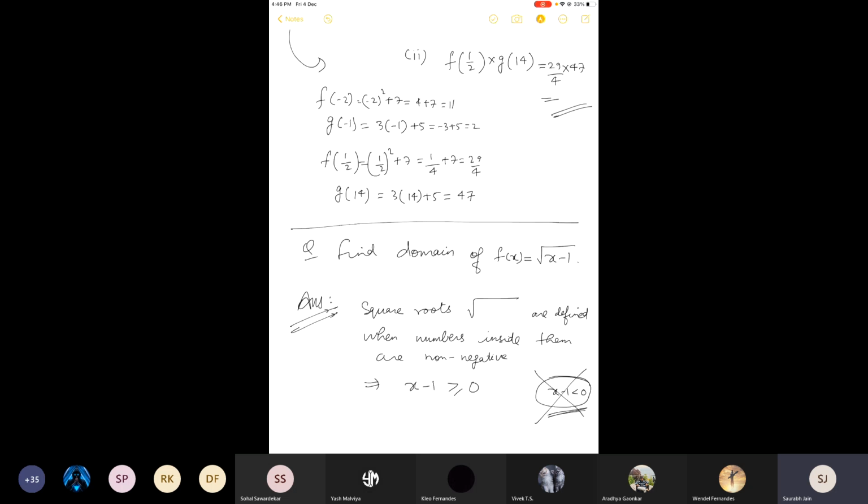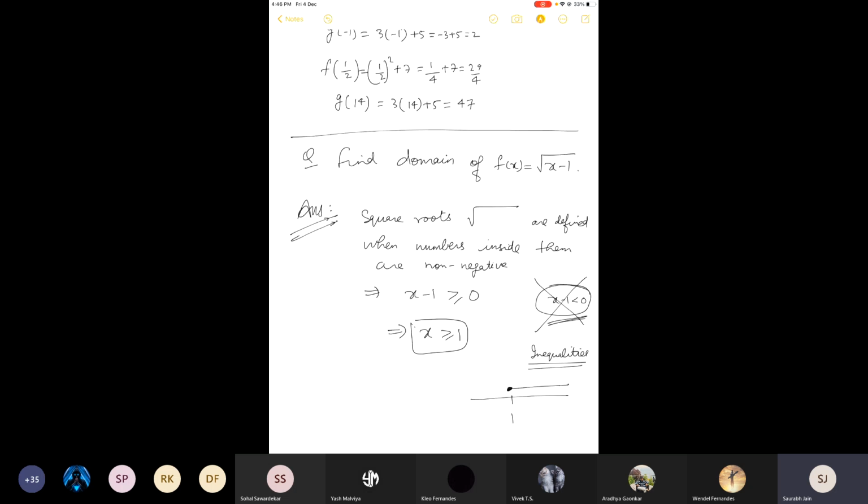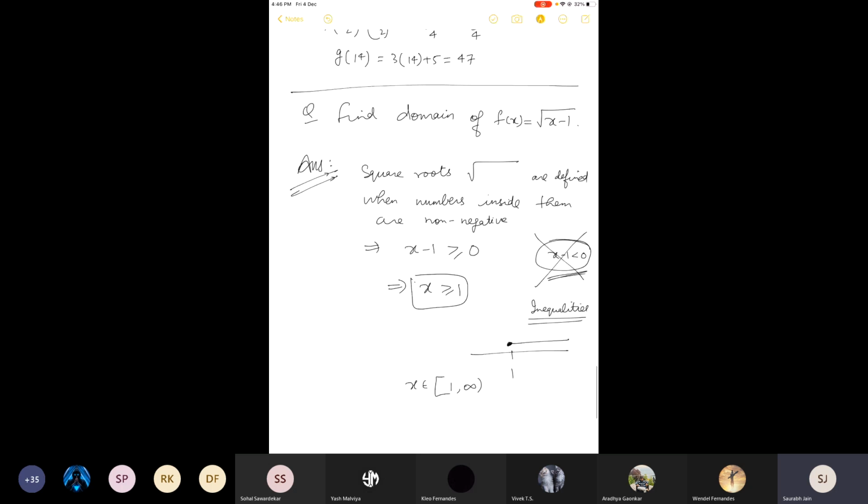Okay. And these values of x are the domain. Now we have this answer and you have already studied inequalities. And in the inequalities chapter, I told you how to write this information in terms of intervals. We have already discussed how to express this. x belongs to 1 closed, infinity open, if you remember this. Is it clear? Anyone having any doubt?